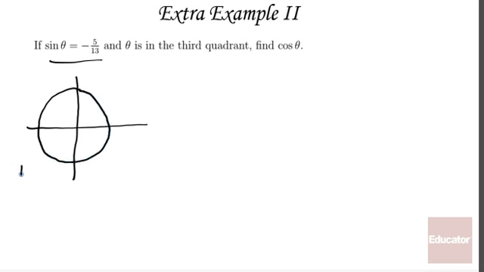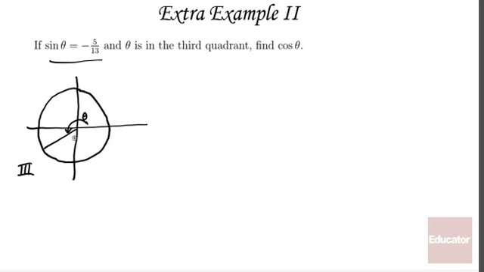Okay, theta is in the third quadrant. That's down here, and so it's some angle down there. I don't know exactly where it is, but I'll draw it down there. But what I'm given is that sine theta is negative 5/13, and I want to find cosine theta.